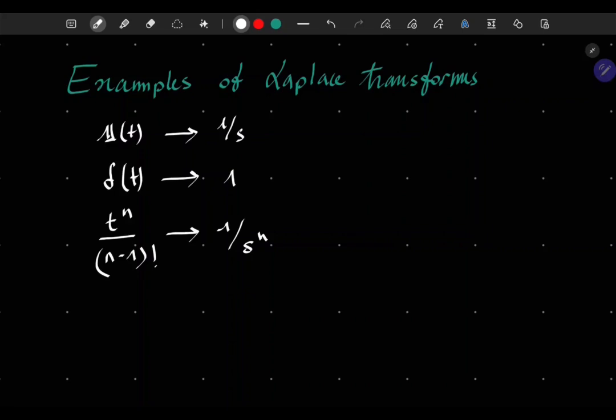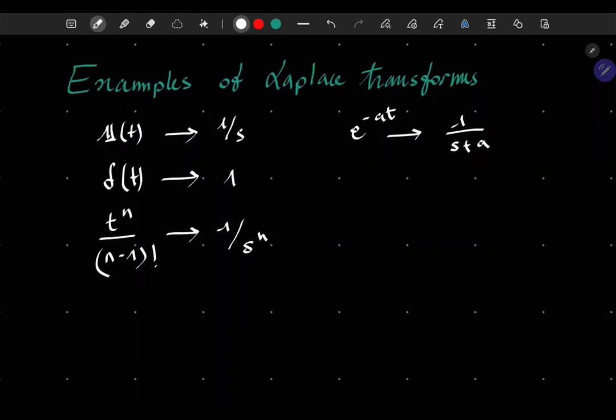Then we have the transform of an exponential, which is also easily found by using the properties of the Laplace function. And I encourage you to try to work out these Laplace transforms on your own. This will be 1 over s plus a. We are using the frequency shift property.